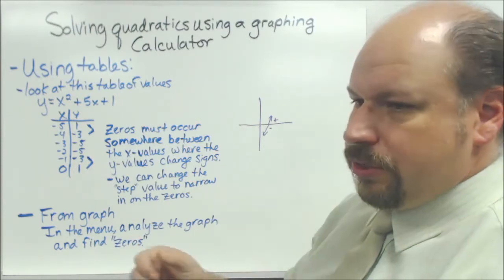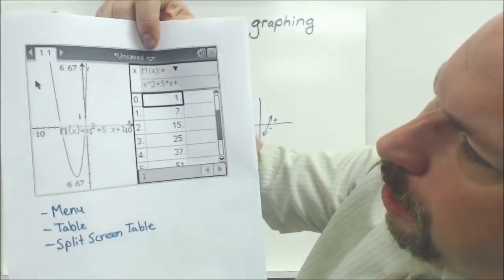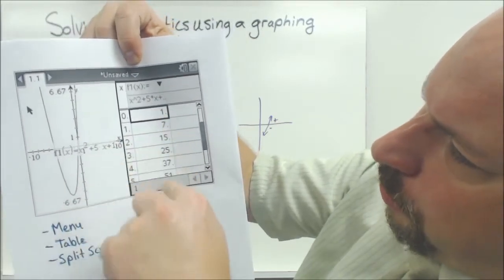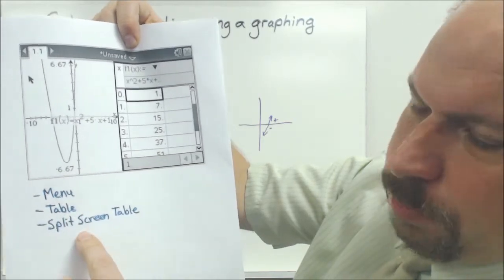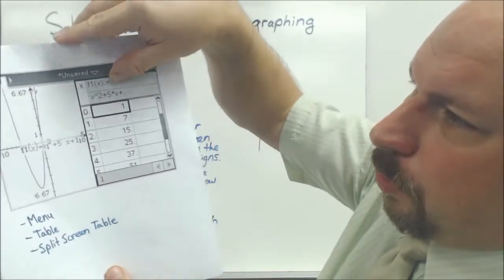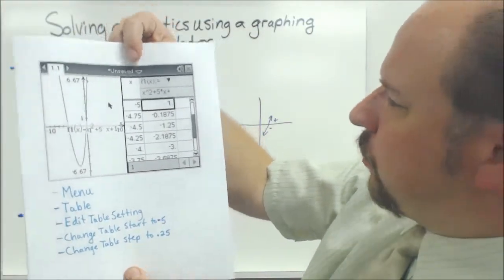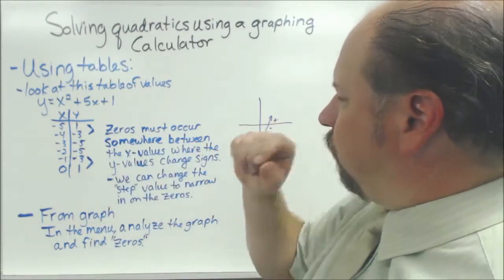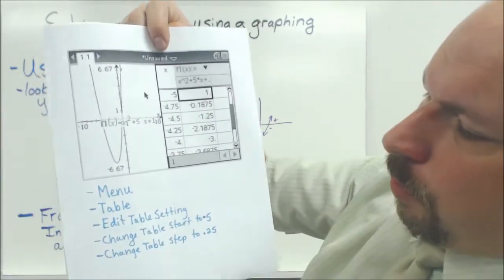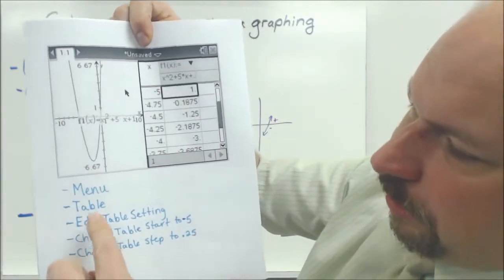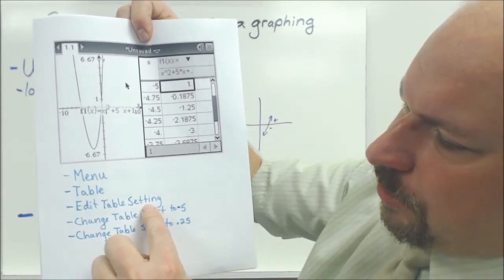Okay, so I have some screenshots here for you. Hopefully you can see them okay. So what I've done is, here is my table of values. To do that, we go Menu, Table, Split Screen Table, and it brings up our table of values. Remember, this table of values is not what's going to come up right away. So what we need to do is change some settings. We need to go into the menu and the table and edit table settings.